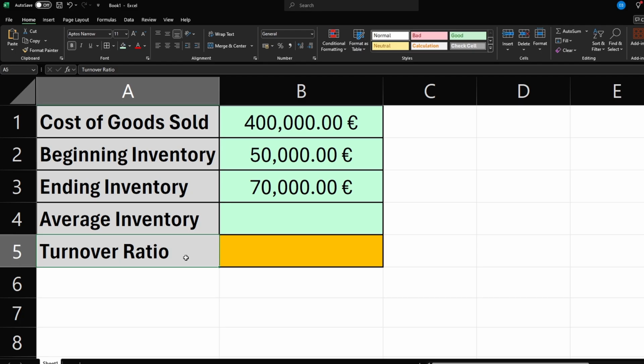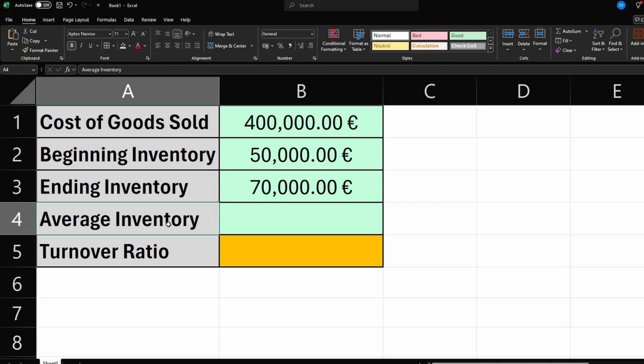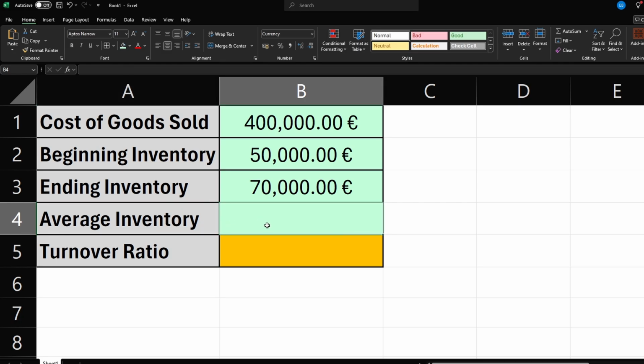To calculate it, we need this data: total cost of producing goods sold during a period, value of inventory at the start of the period and end of the period, and average value of inventory over the period. Firstly, we need to calculate average inventory by summing begin and end inventory, and then dividing by 2.